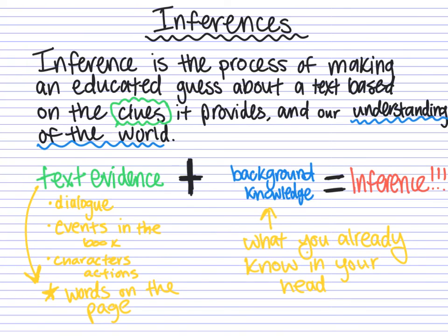So to recap here, this is our super awesome math equation. We have text evidence, basically anything in a text is considered text evidence, plus your background knowledge. So you take what's there with what's in your head, and you get an inference. An inference is a process of making an educated guess about a text based on the clues it provides and our understanding of the world.